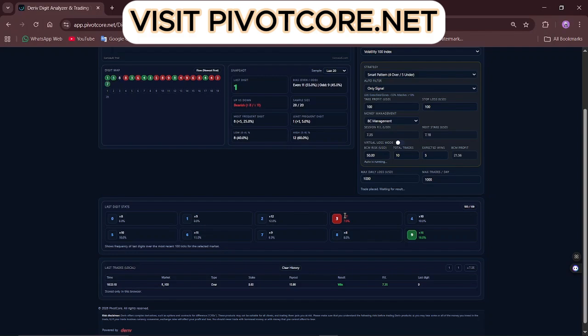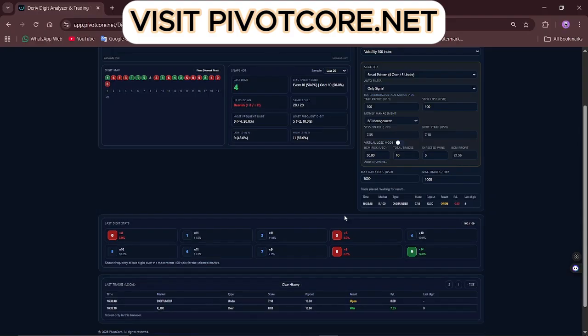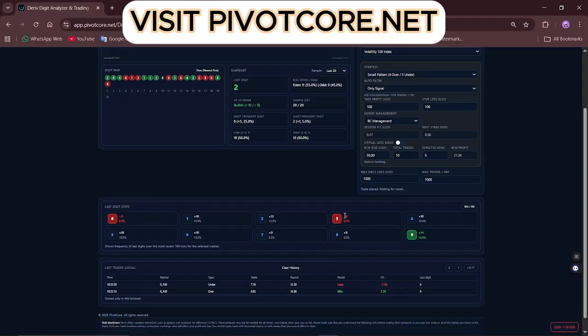Before we jump into the trades, let's talk about the platform. PivotCore.net is a fully automated system. It connects directly to your Deriv account, meaning you don't have to stay glued to the screen or click buttons manually. It uses smart algorithms to analyze market trends and execute trades at the perfect microsecond. Whether you are a beginner or a pro, this platform removes the stress of timing and lets the bot do the heavy lifting for you.